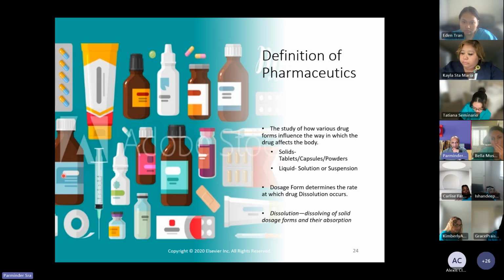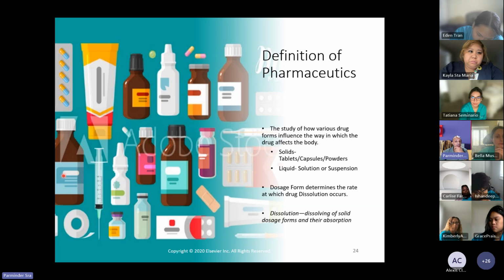Now, if somebody asks you that there are different dosage forms, which one acts faster, which one acts slower? Which form of drug acts most quickly? IV. IV. And what is the reason? Because it's delivered directly into the bloodstream. It doesn't have to go through a system.